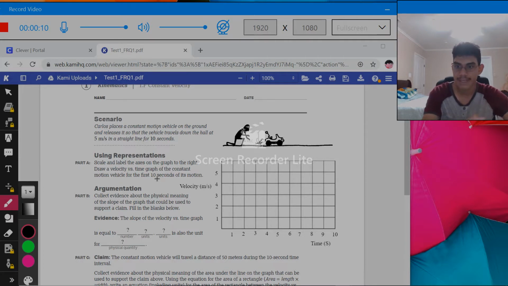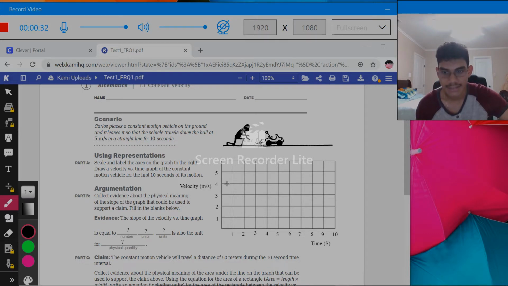Alright, let's begin. Scenario: Carlos places a constant motion vehicle on the ground and releases it so that the vehicle travels down the hall at 5 meters per second in a straight line for 10 seconds. Using representations, Part A: Scale and label the axis on the graph to the right. Draw a velocity versus time graph of the constant motion vehicle for the first 10 seconds of its motion.